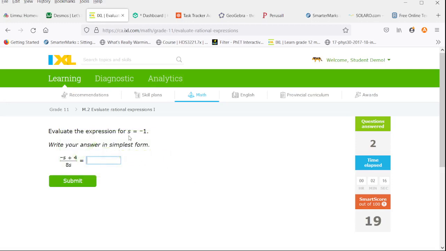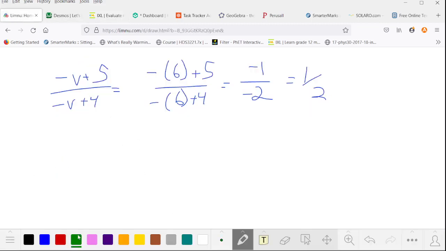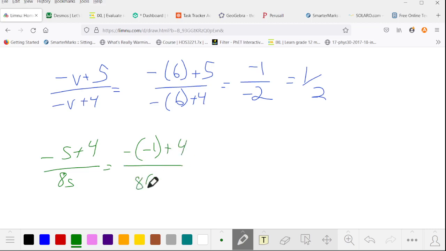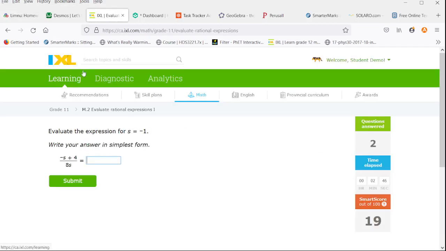Now we want to evaluate for s is negative 1 when we have a negative s plus 4 over 8s. So negative s plus 4 over positive 8s, for s is negative 1. Negative of negative 1 is 5, and 8 times a negative 1 is negative 8. So this is negative 5/8.